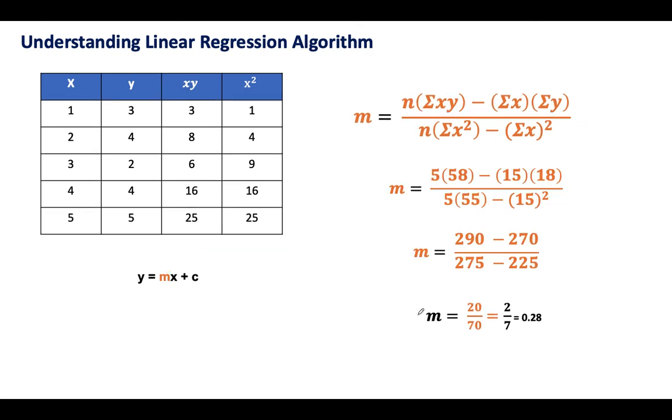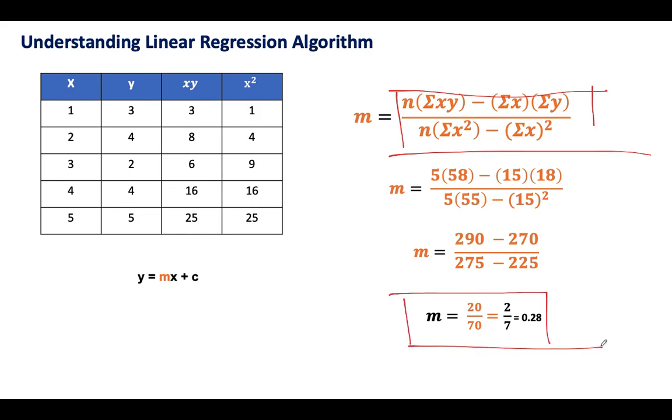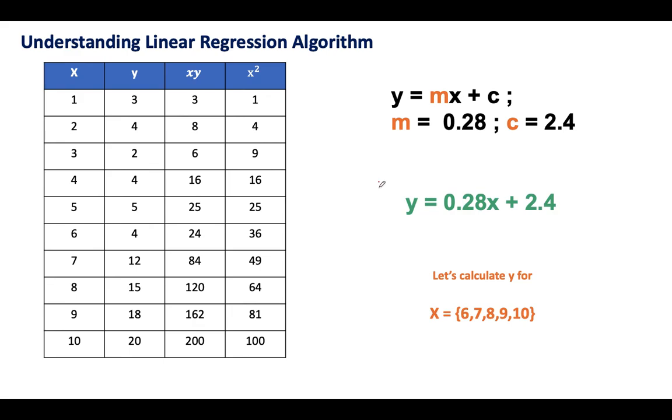Right. So the m formula is n multiplied by summation of xy, minus summation of x into summation of y, divided by all these things. Okay. So similarly we write all these things and we find that m equals 0.28. Okay, that's nice. So we have y equals 0.28x plus 2.4. Now we have m and we have c.